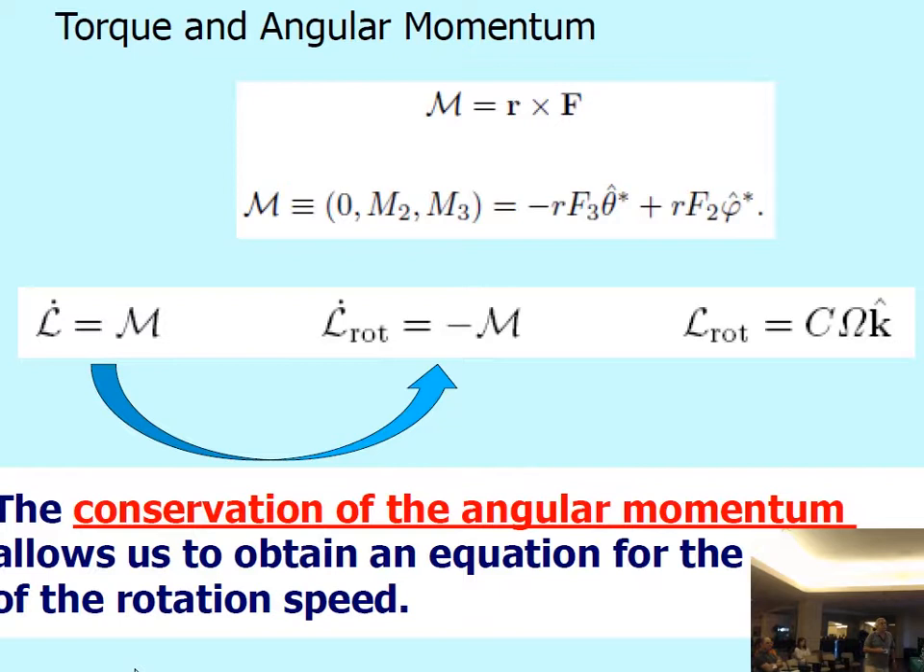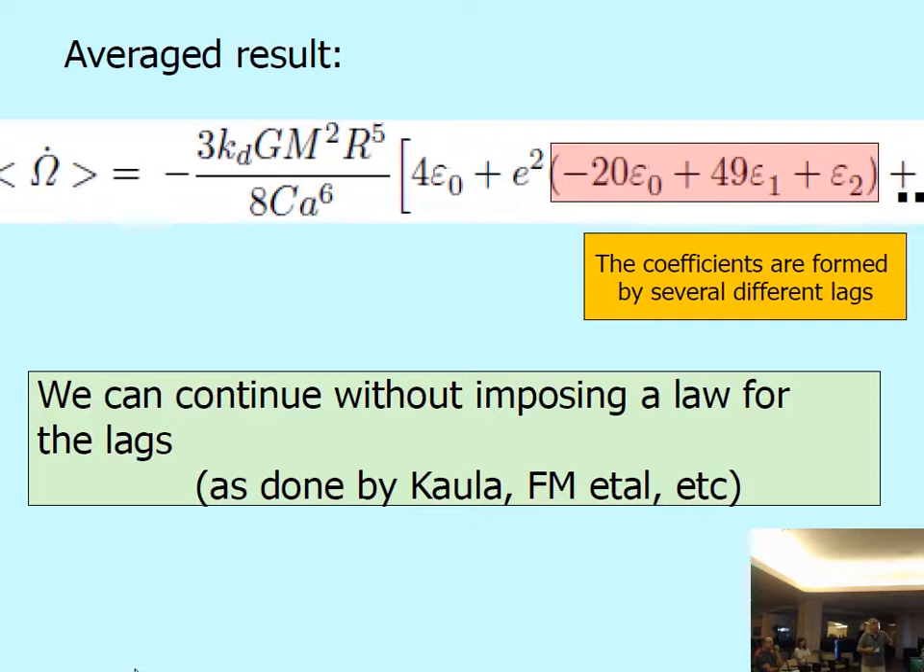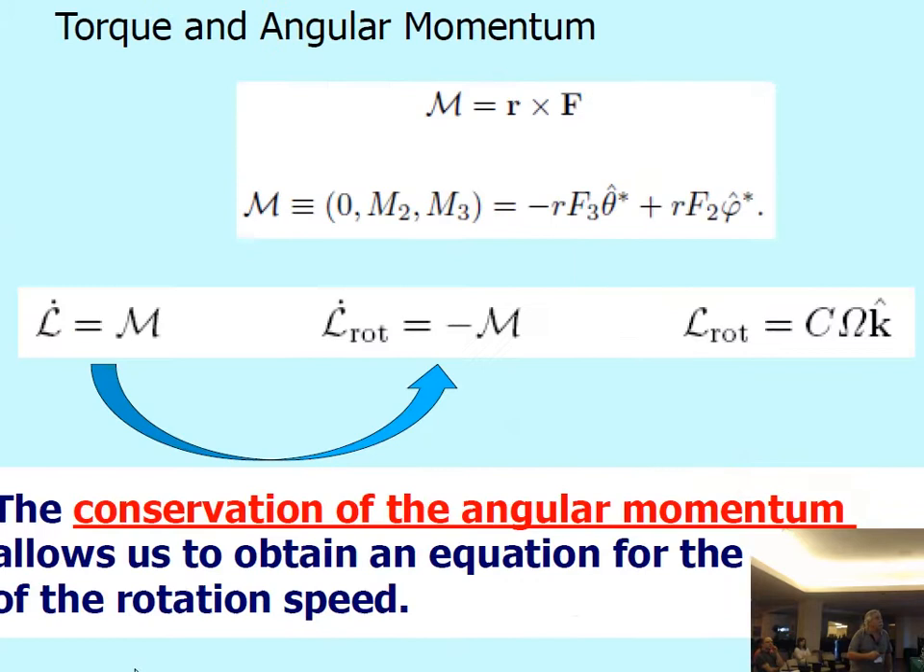So I compute the torque, and I use the conservation of the angular momentum. The torque acting on the body, the reaction will be acting on the Earth, and so will affect the rotation of the Earth. And I write the equation for the rotation of the Earth. The torque is no mystery. I just have to make R cross F, the force.